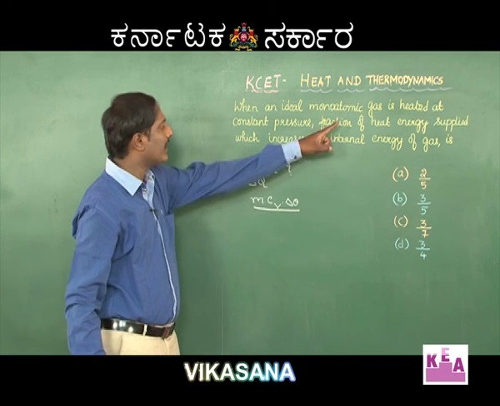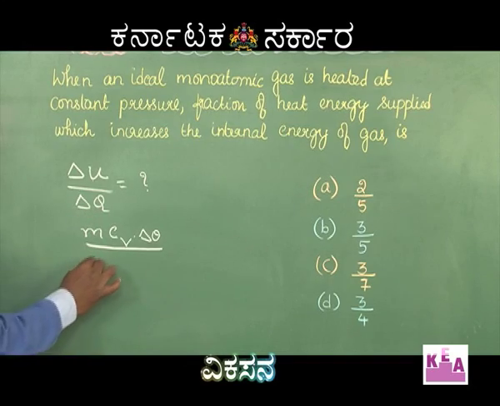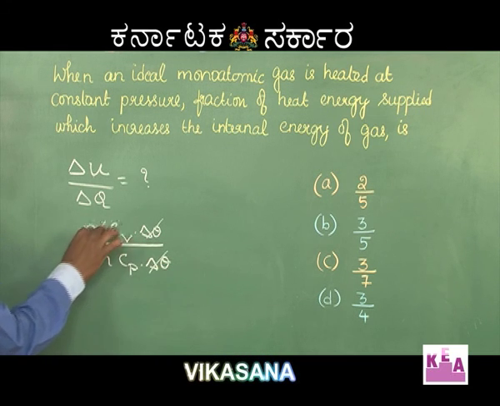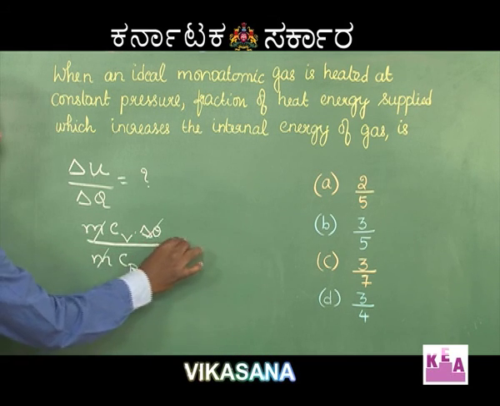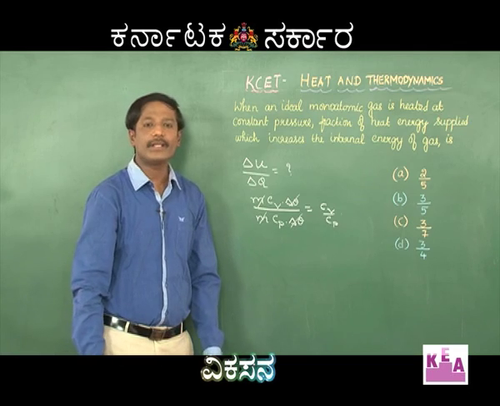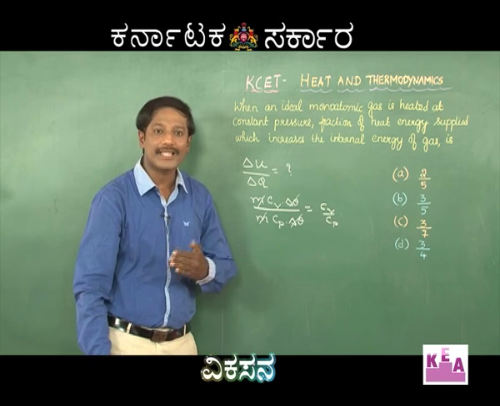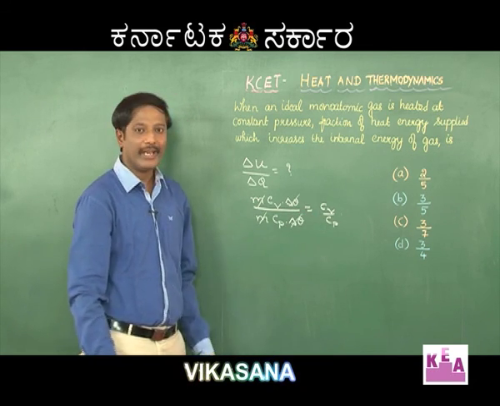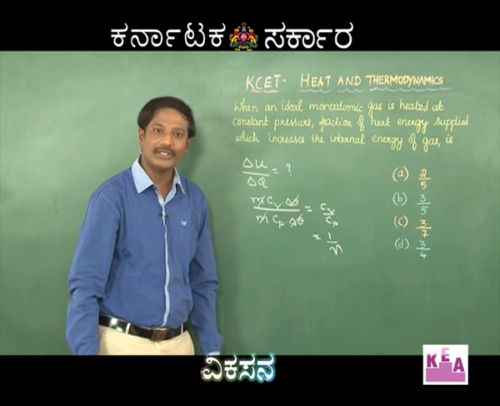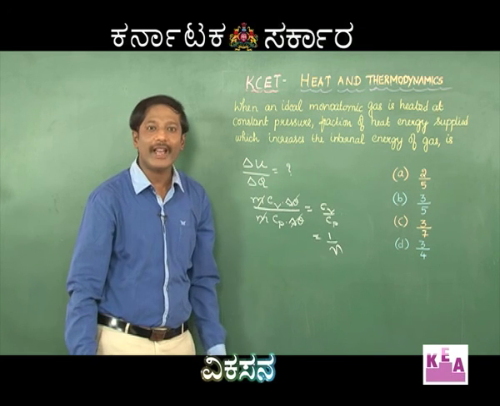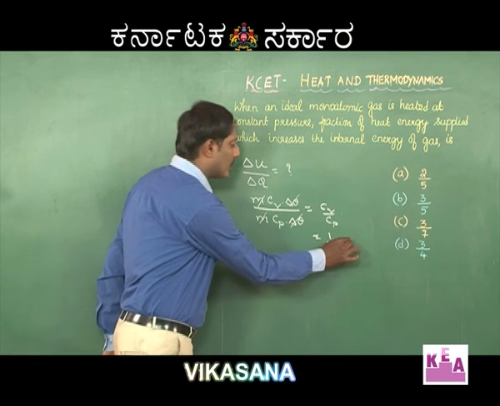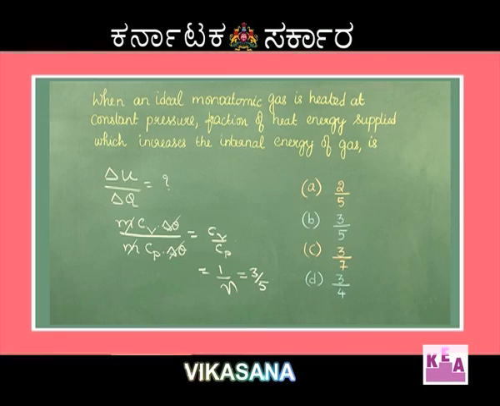Clearly in the problem they are telling that it is at constant pressure. So the heat supplied is M into Cp into delta theta. Cancelling the common terms in numerator and denominator, the left out term is Cv by Cp. As per the definition, gamma is Cp by Cv, but here we have Cv by Cp, so it should be equal to 1 by gamma. And for monatomic gas, the gamma value is 5 by 3. So 1 by gamma should be equal to 3 by 5.